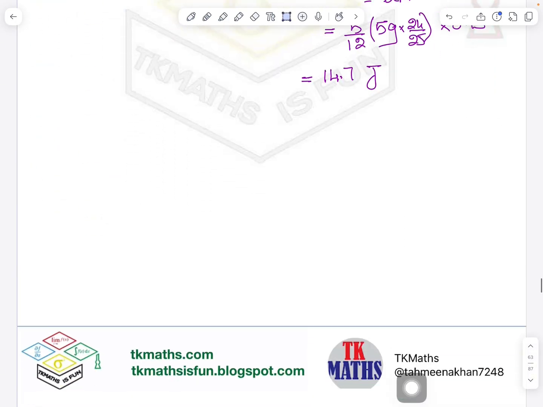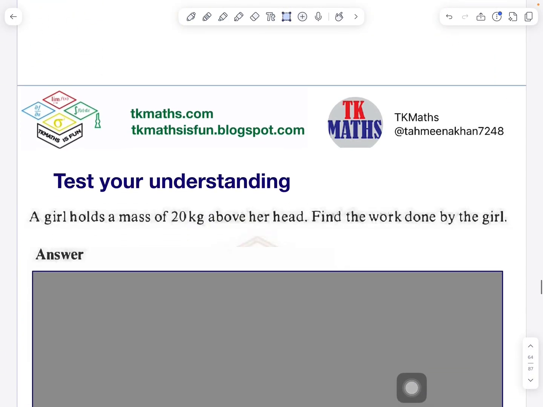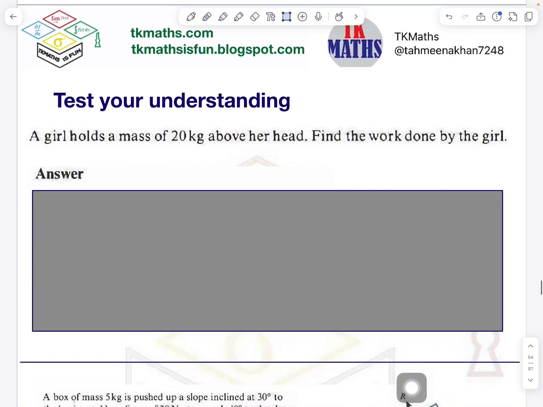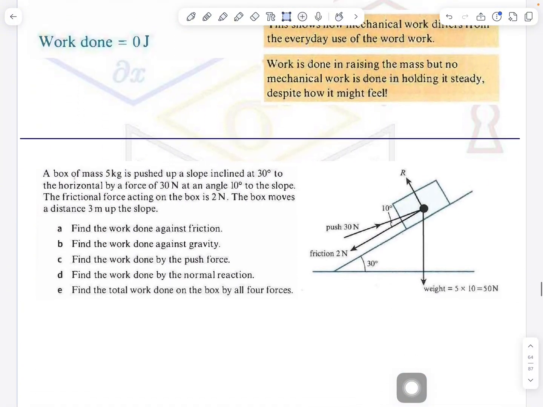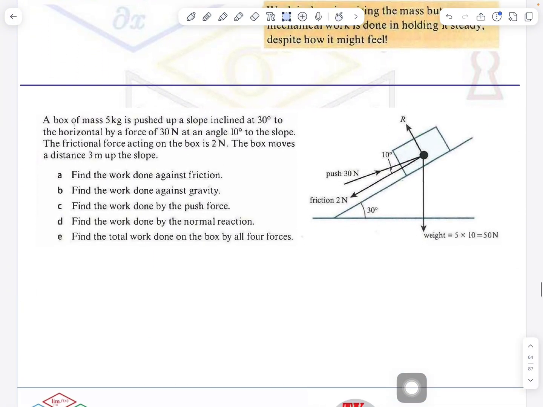So now there is a test for your understanding. I have put the solution of both the questions. You can put the video on pause and answer these two questions, and let's see how much you understood. So I'm showing you the solution here. You can put the video on pause. Yes, you are absolutely right. The mass does not move, so there is no work done. Zero work done, right?